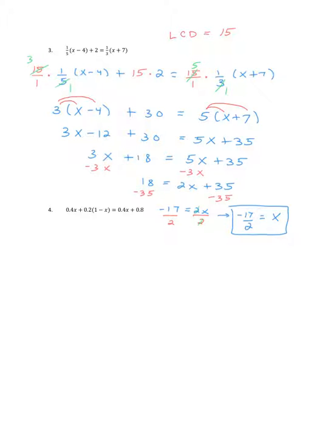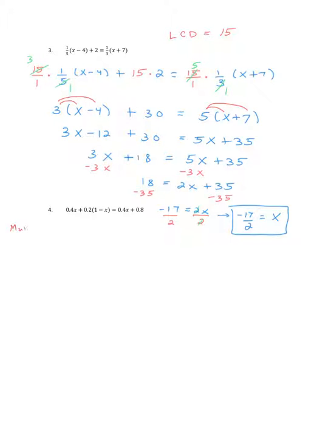Okay, now looking at question 4. Nothing really special here. You could just multiply, let's say, this 0.2 into the parentheses and combine like terms. But there's actually a trick that you can do here. If you want to cancel the decimals, there's a number that you can multiply to both sides. And that number is 10. So I'll put that as my first step.